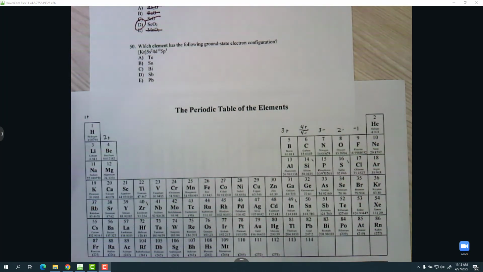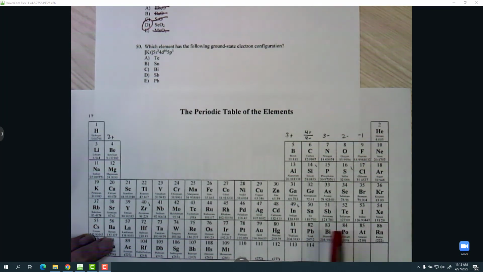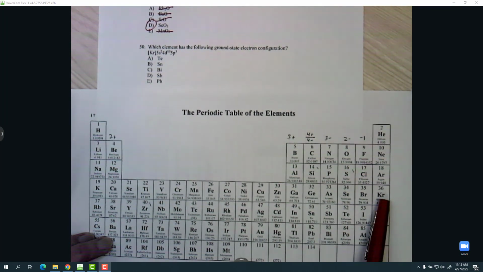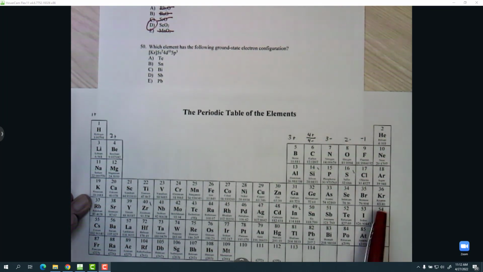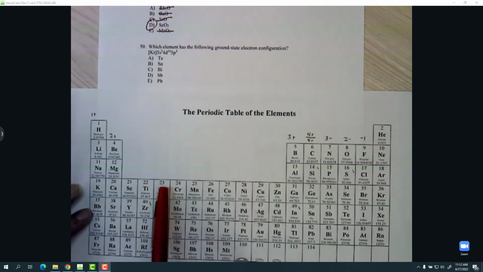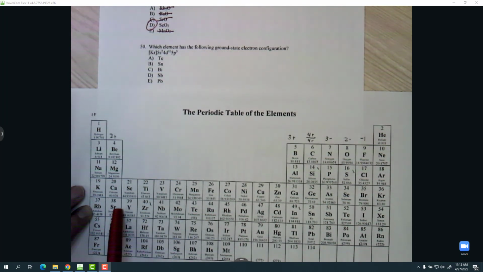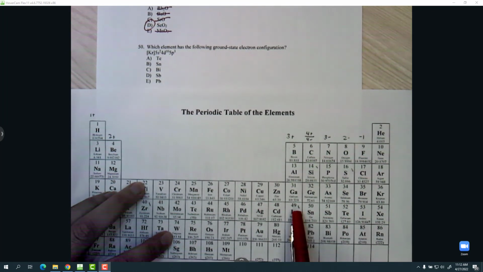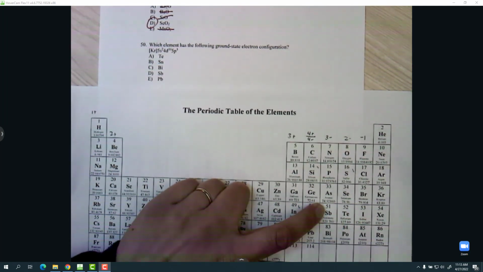Which of the following has the ground state electron configuration? Okay, so I'm just going to use my pen to indicate where I'm at. Krypton, and then 5s2, 4d10 all the way across here, and then 5p3, 1, 2, 3, and I'm at antimony.